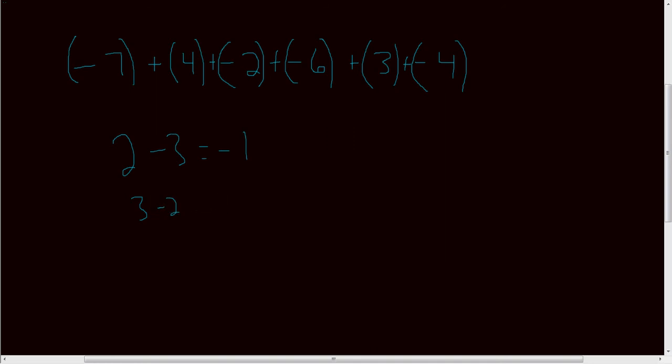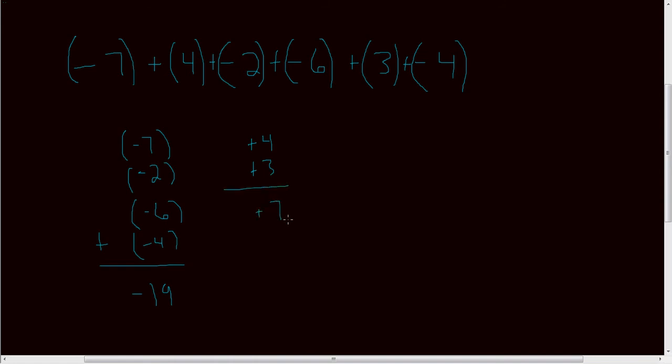So we've changed this problem by inserting these parentheses into an addition problem. And so we can add up all of our negatives. That would be one step. I have a negative 7 and a negative 2 and a negative 6 and a negative 4. And if I add those all up, I get a total of negative 19. That's one step. My positives, I have a 4 and a 3. If I add those up, I get a total of positive 7.